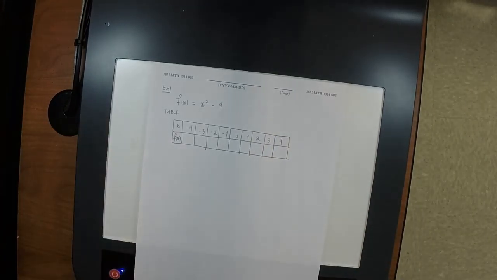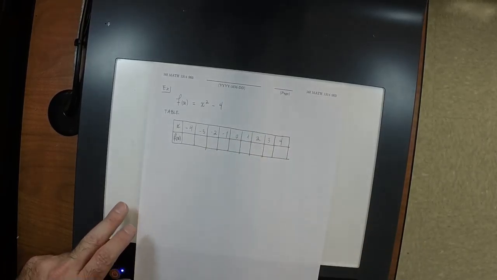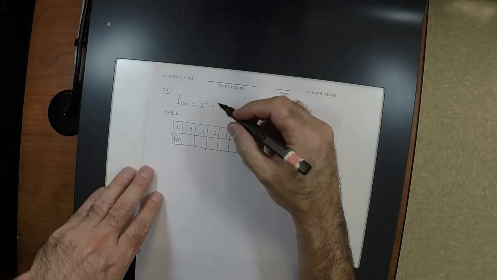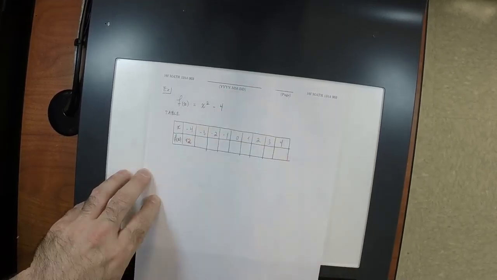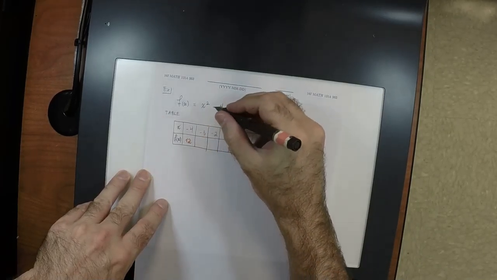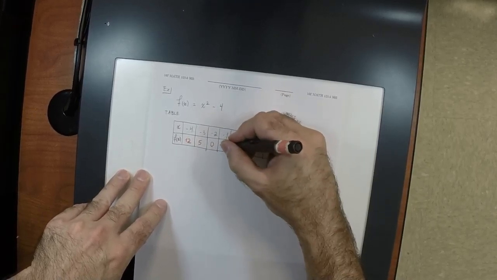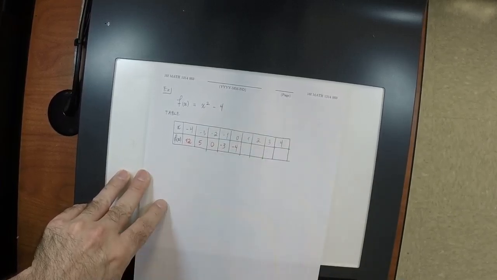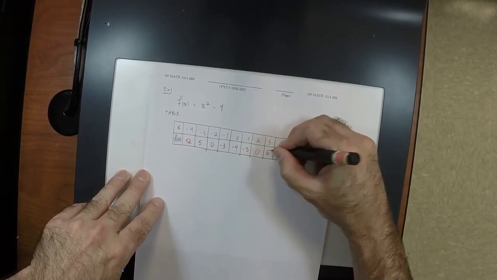So what do you suppose I mean by this prompt? For every one of these x's that I gave you, I want you to plug that in and tell me what you get. So what do you get if you plug in negative 4? 12. All right, because negative 4 squared is positive 16, minus 4 is 12. Okay, so let's do the rest of them real quick. That'd be 9 minus 4, 5. That'd be 4 minus 4, 0. 1 minus 4 is negative 3. This would be negative 4. And then the rest are easy because it's negative 3, 0, 5, 12.